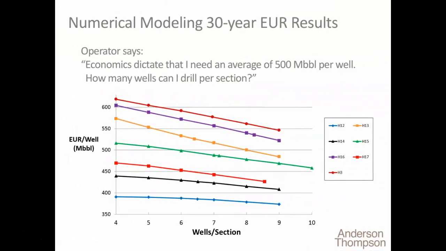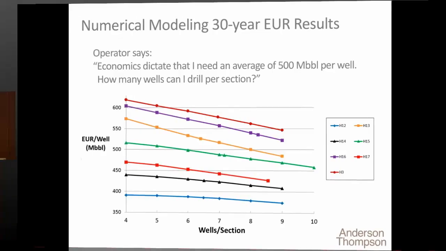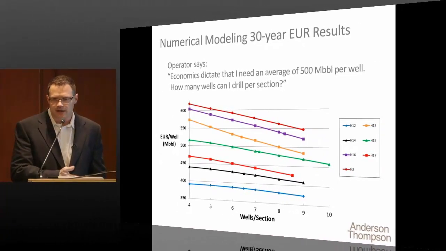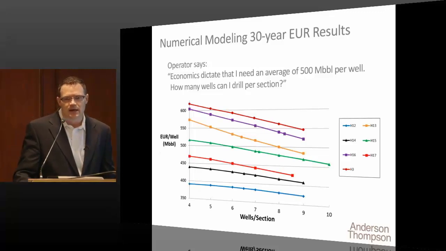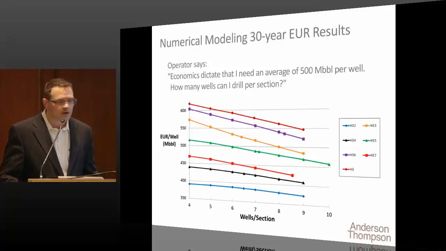My buddy said that the economics dictated at this company that he needed to see 500,000 barrels per well for a 30-year EUR on each of these wells. How many wells can I drill given that objective function? So we took this recently developed numerical modeling, which is super slick and fast, and we created what would have taken us a month or so to create results in a matter of a few days. And that would be a very painful month, if not longer.